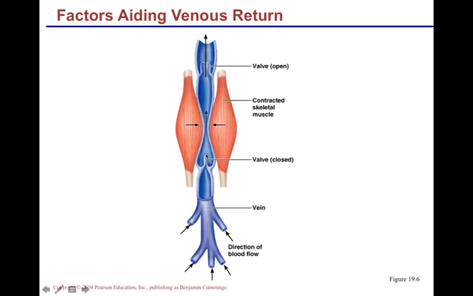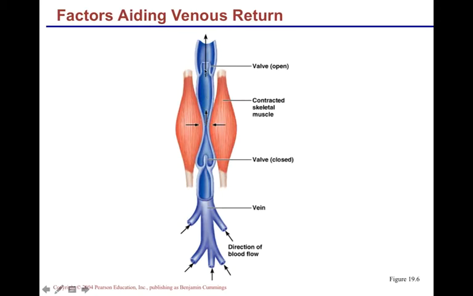So the vein is found pretty much nestled between large muscle groups, and when these muscles contract, they squeeze the blood vessel, and by squeezing the blood vessel, they're going to force the blood in an upwards direction. Now, what would happen if the blood gets forced in the upper direction?